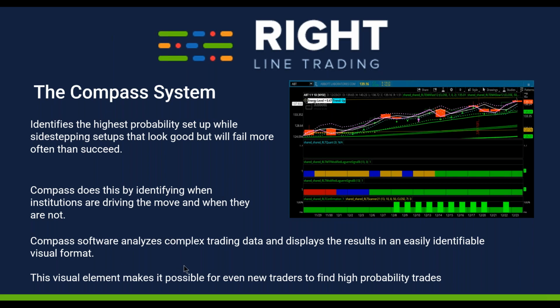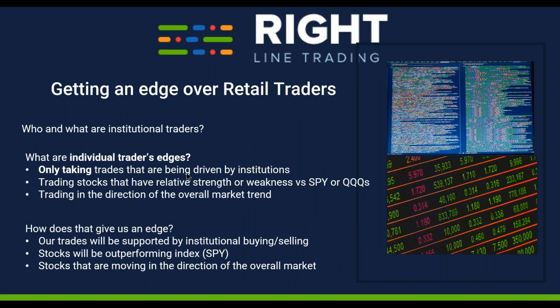So again, this visual element makes it possible for even new traders to find high probability trades. It takes more than just this. Obviously, you need to use this with your own methodology. The key thing that I use with the Right Line is relative strength, relative weakness stocks. I always trade those, but I can now identify if I've got a relatively strong stock, whether the institutions are in there with me. So that's very important to know.